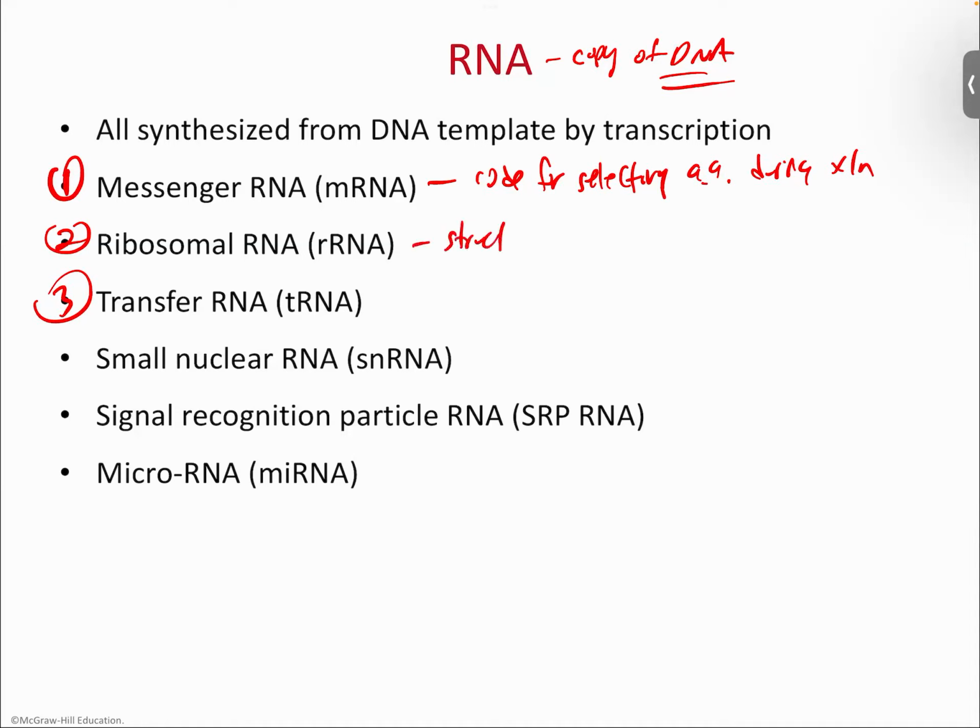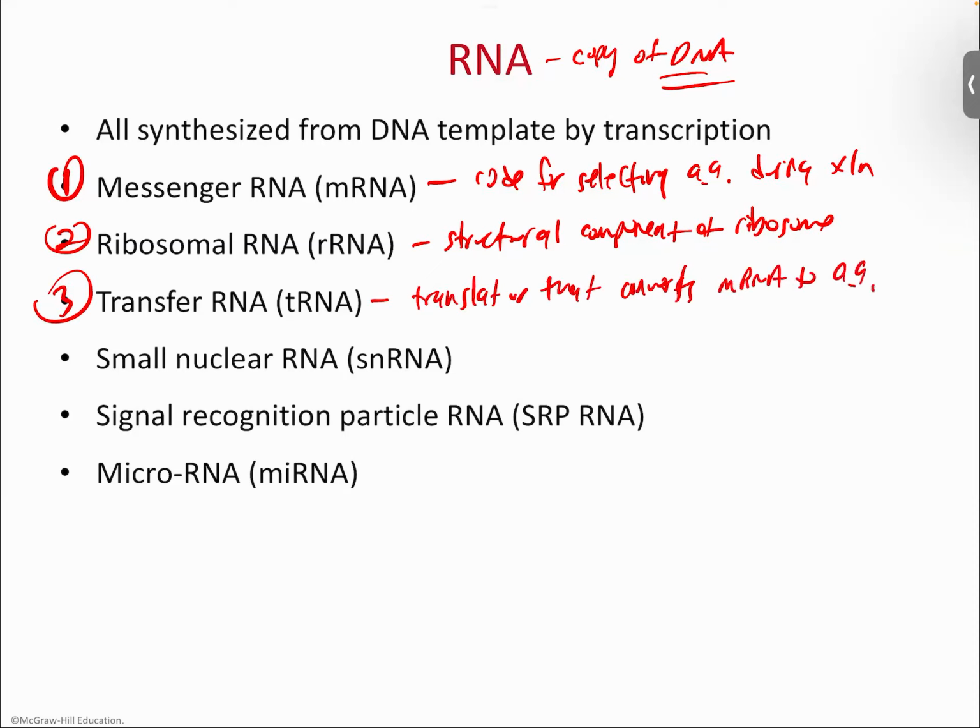rRNA is, and we have talked about this off and on throughout the semester, a structural component of the ribosome. And so it's involved in translation by being a piece of the structural component of the ribosome itself, during ribosomal assembly. And then tRNA is essentially the translator that converts the mRNA code to amino acid. Right? This is the Rosetta Stone.